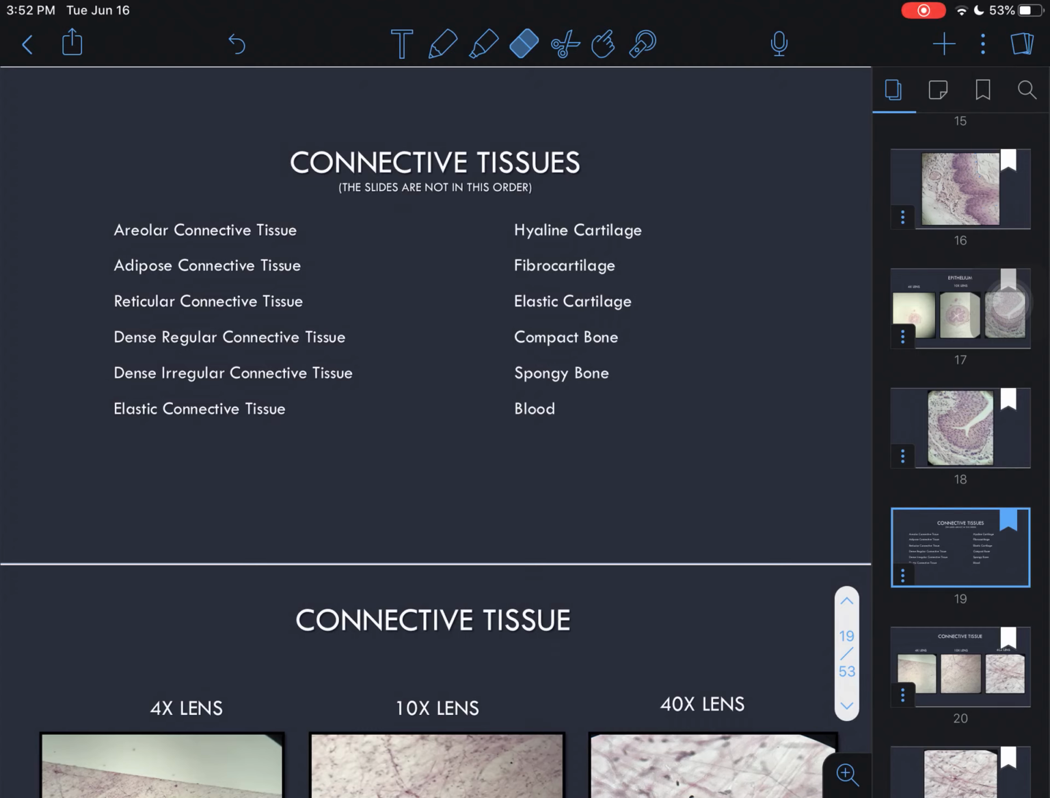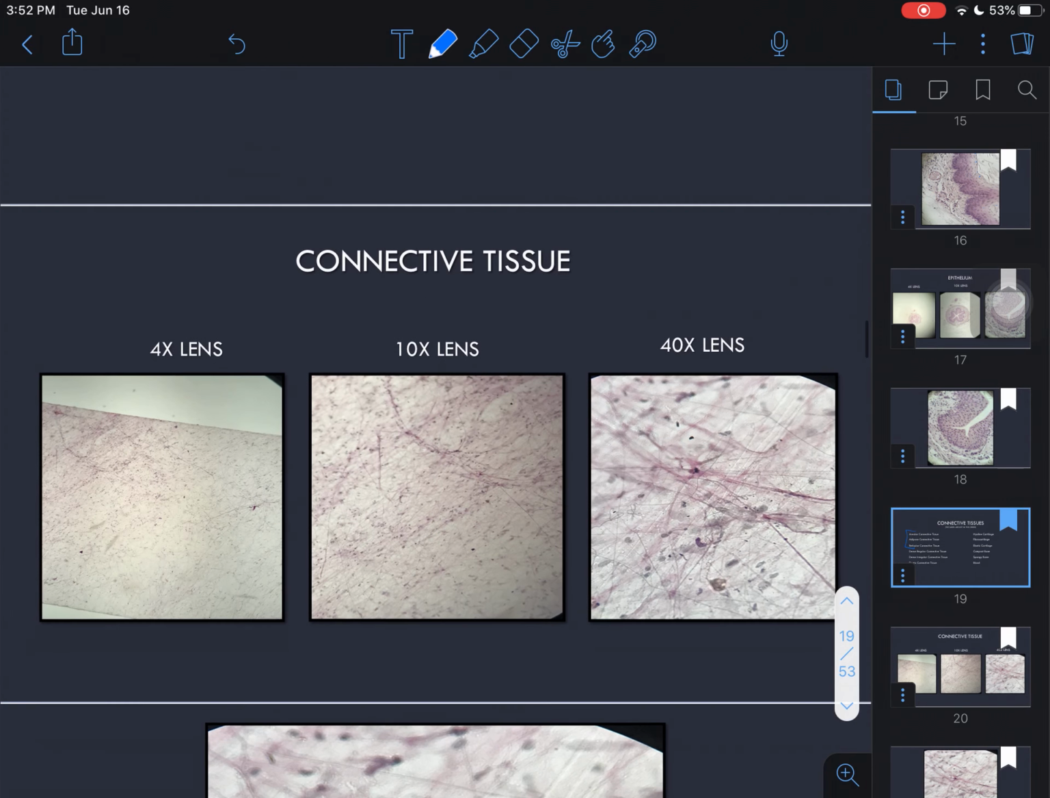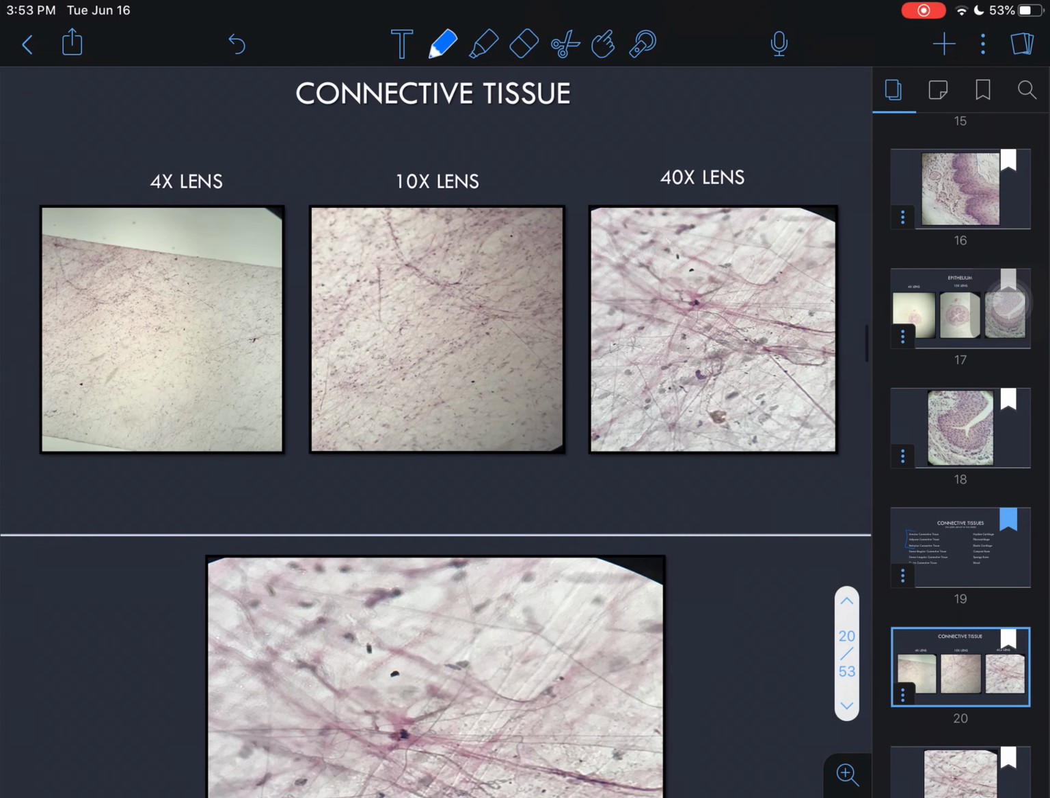All right, we've moved on to connective tissues, and we are actually going to go over these 3 at a time. So we're going to go over areolar, adipose, and reticular connective tissues first. Areolar, the way I remember this one, again, just like with the rest of them, right? We start off with the 4x lens, otherwise known as the scanning, the 10x lens, otherwise known as the low power, and the 40x lens is the high power dry.